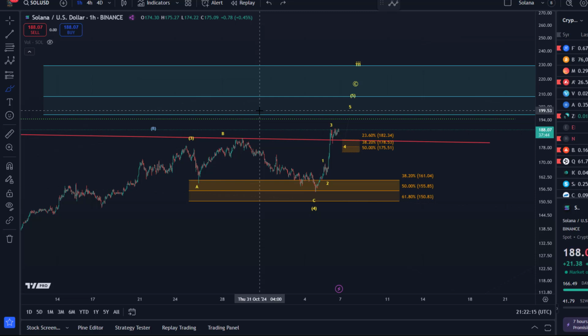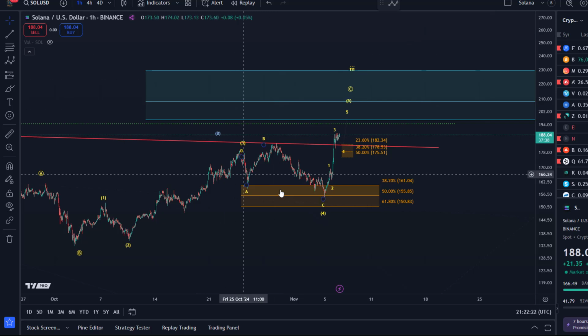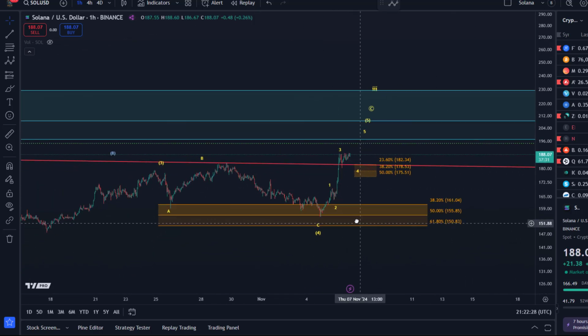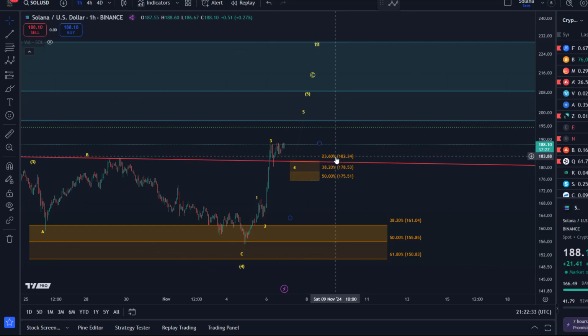So we still only have a three-wave move up from the August low, but that's okay. As long as support is holding, the trend is up. And I have added a micro support area to the chart. Well, that's new. And it is located between $175.51 and $182.34.